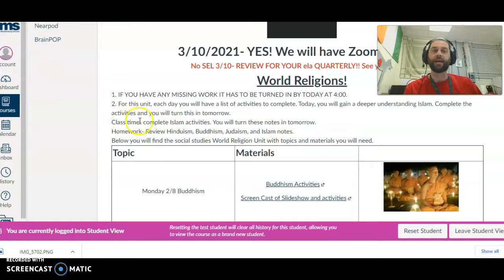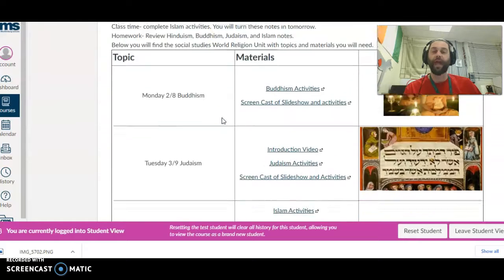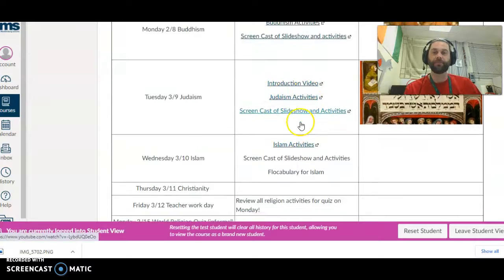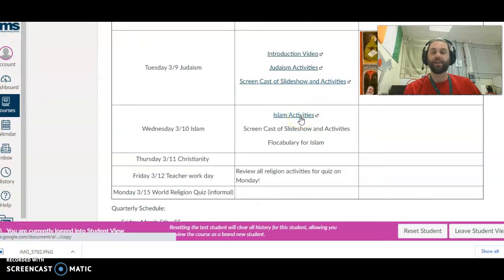Today, during class time, synchronous and asynchronous, I want you to complete the Islam activities, and then I'd like you to look at the vocabulary. We will start the Zoom by having a quick discussion of Judaism, and then the activities are here, the screencast will be here, and the vocabulary link will be right there.